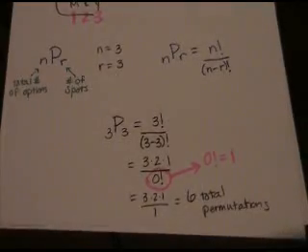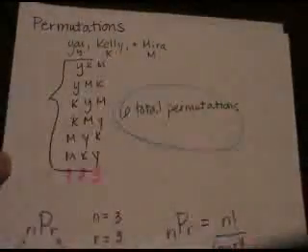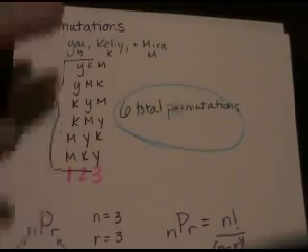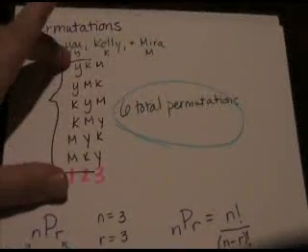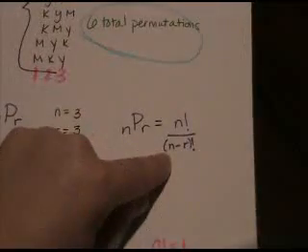So clearly, that matches up with what we got when we listed them out. So if you have a fewer number, feel free to make a list. It'll help you out. If you have a lot of options to choose from and you're trying to figure out permutations, I suggest using the permutations formula.